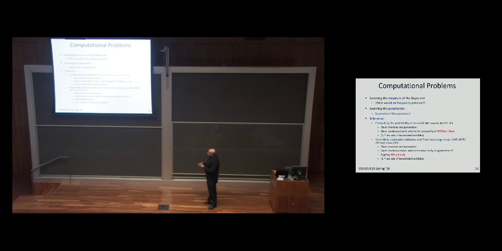You can also talk about another type of inference, which is most likely explanation. So you're given an assignment of some of the variables, and you want to know what is the most likely assignment to the other variables. It's a different question. I don't want to know the probability of a specific event. I want to find the most likely assignment to this set of variables. It's an easier question. It's still NP-complete in the worst case.